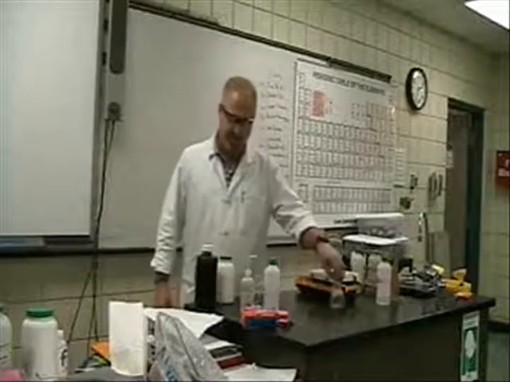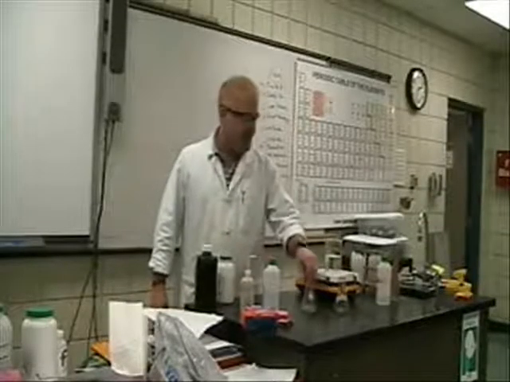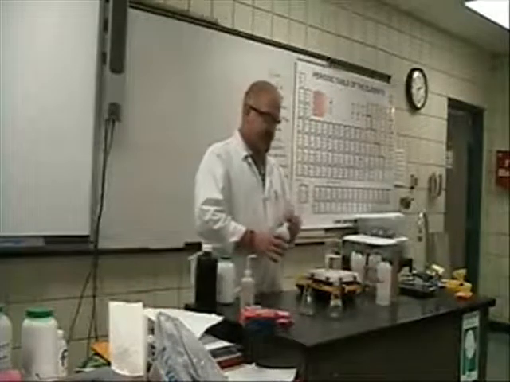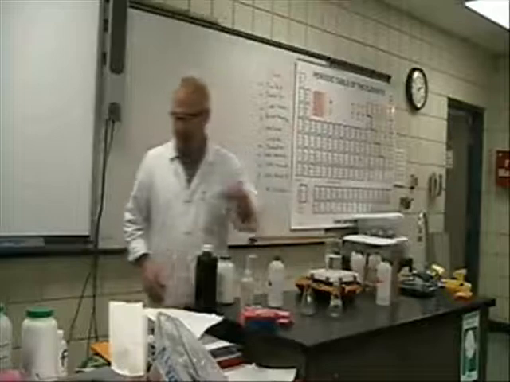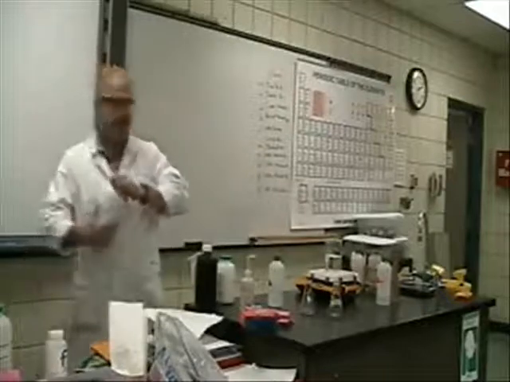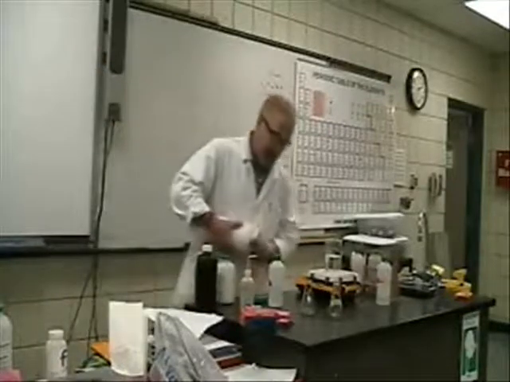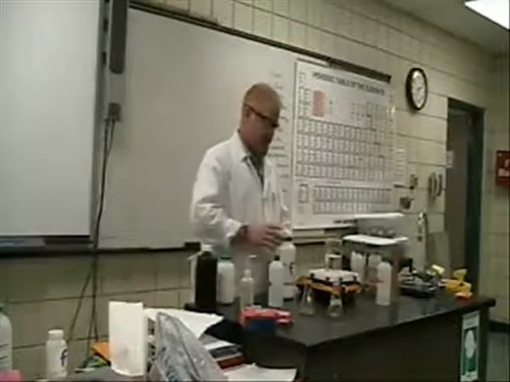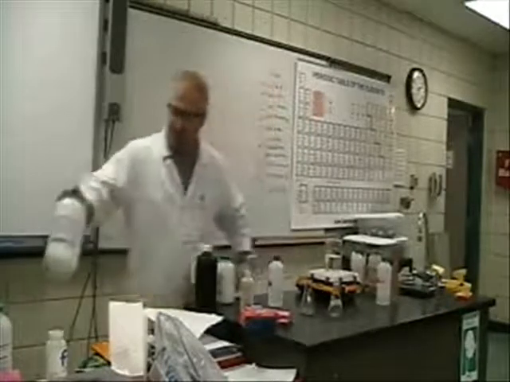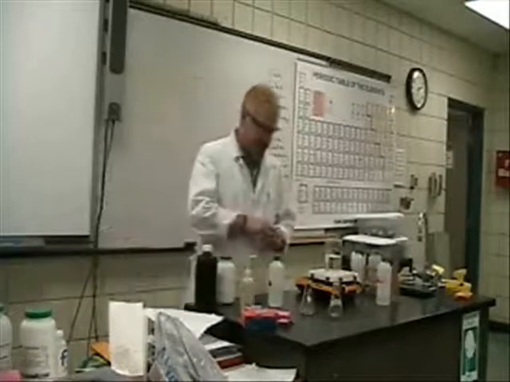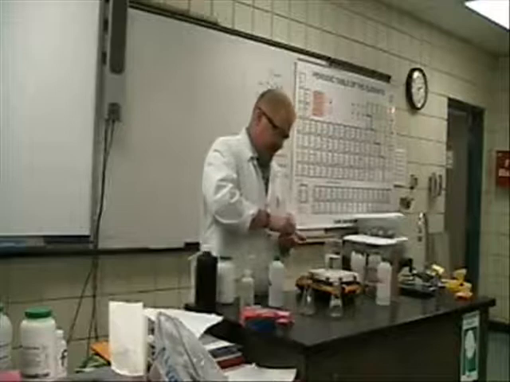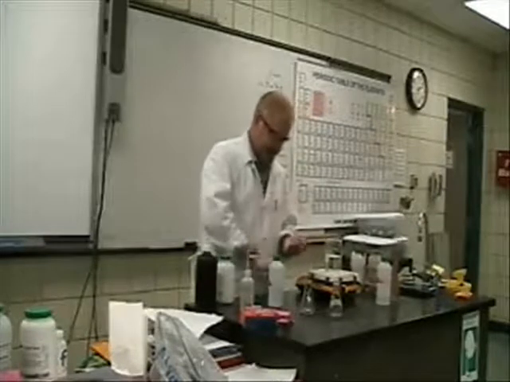Next reaction, we're going to look at what happens with concentration and rate of reaction. What I'm going to do is take some zinc metal. Zinc metal reacts with hydrochloric acid quite readily to form hydrogen gas. I'm going to stick a piece in each one of my flasks, about an equal sized piece.